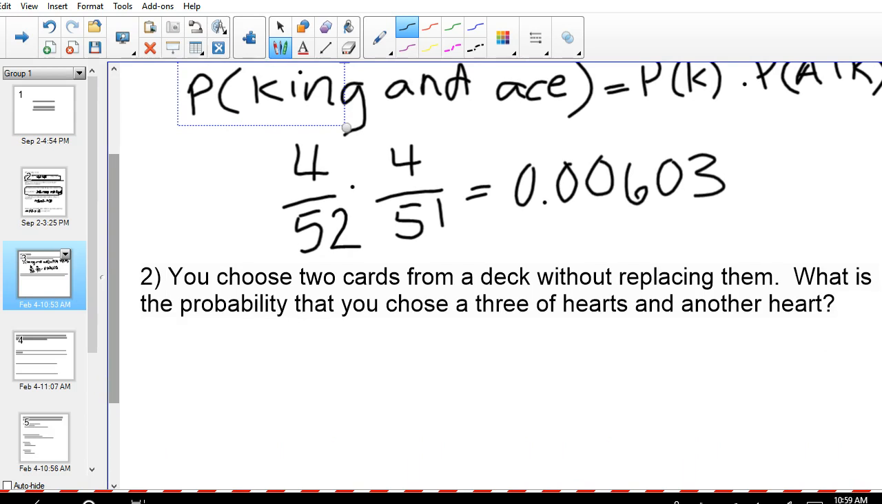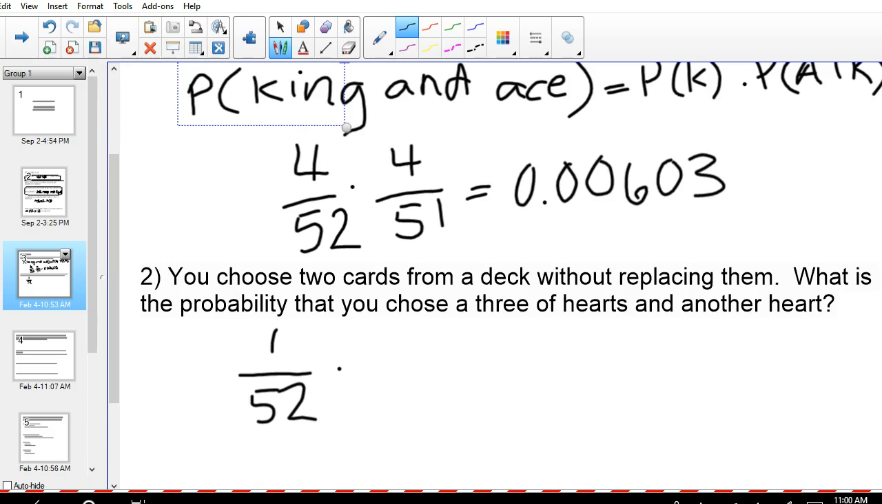All right, you choose 2 cards from a deck without replacing them. What's the probability that you choose a 3 of hearts and another heart? Okay, so how many 3 of hearts are there in the deck? Just 1. So your first probability is 1 out of 52.